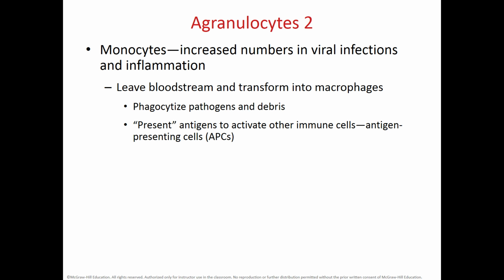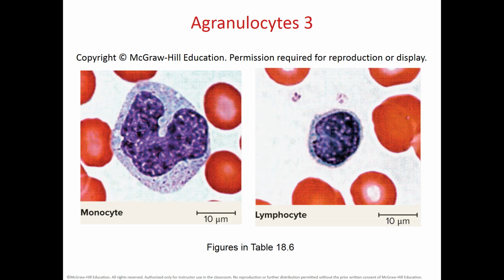Monocytes increase in number in viral infection and chronic inflammation, and they leave the bloodstream and transform into macrophages. So the monocytes are precursors of these big eater macrophages, and these macrophages phagocytose microorganisms or pathogens and cellular debris. They also help to present antigens to activate other immune cells as part of the cells that we call APCs, or antigen presenting cells. All of these terms we will see again, and you will understand them better in the immune system chapter.